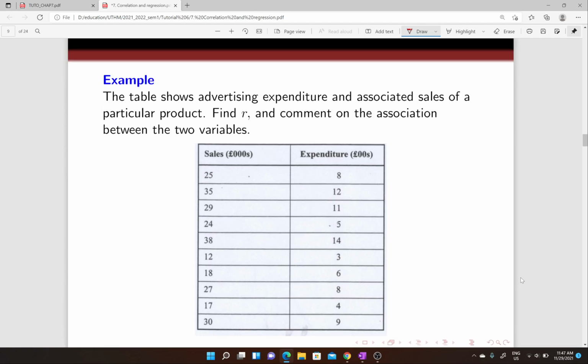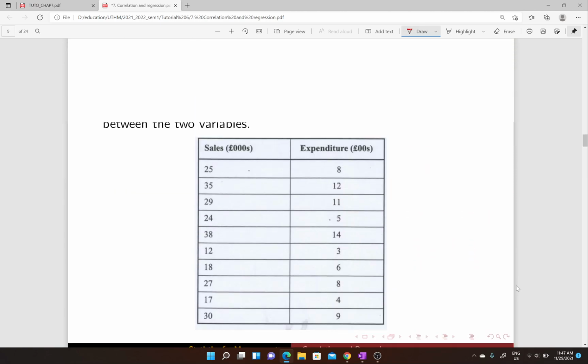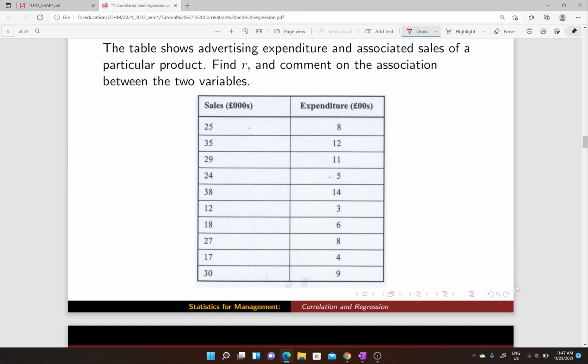Table shows advertising expenditure and associated sales of the particular product. Find R and comment on the association between the two variables. Now here expenditure would be X, because this is what you have to determine. This would be your X and this would be your Y.